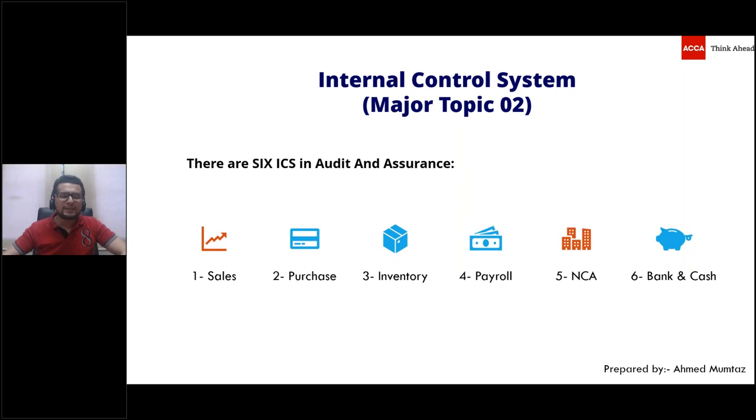Number 1, the sales system. Number 2, the opposite of the sales system, what we call the purchase system. Number 3, the interconnected sales and purchase system, called the inventory system. Number 4, a complicated system, what we call the payroll system. Number 5, the non-current asset system. Last but surely not the least, the bank and the cash system.